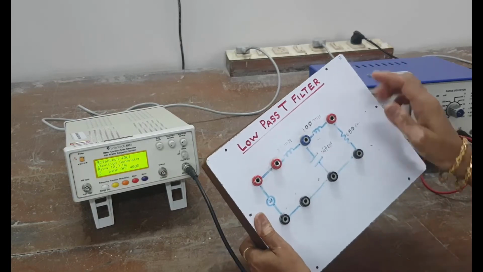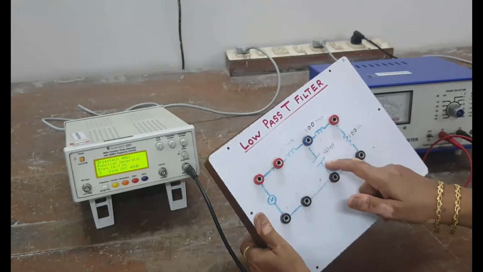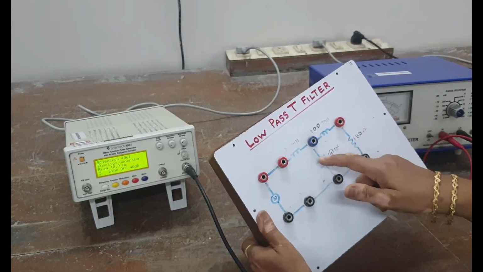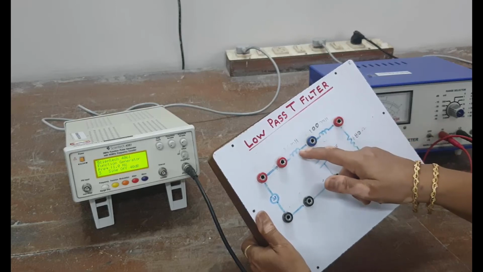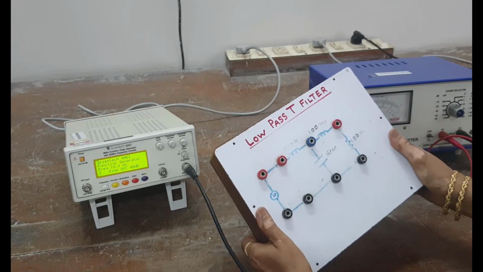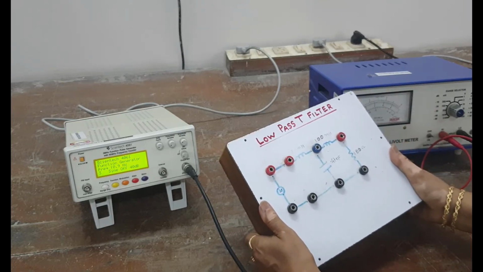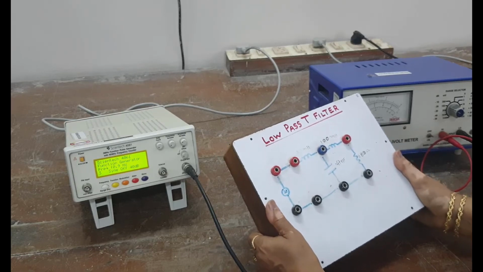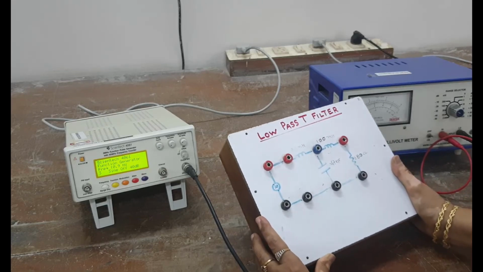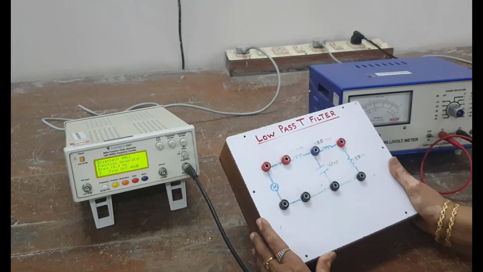Here you can see an inductor, another inductor and a capacitor. Inductor 1, inductor 2 and C. This is configured in the shape of a T. That's why it is known as a T filter. And we will do the experiment and we can see how the low frequency signals are allowed to pass and the high frequency signals are attenuated, that you can see from the experiment.